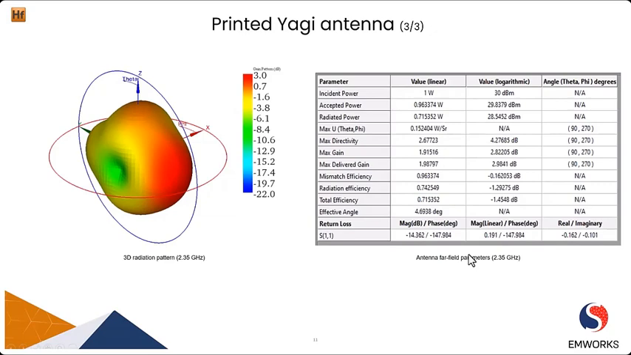Now let's look at some of the antenna far field parameters. In EMWorks, we have what we call the far field parameters table. This table summarizes important far field antenna parameters. For instance, this antenna has a maximum gain of almost 3 dB and a total efficiency of 70% at resonant frequency. On the left, we can see a 3D radiation pattern of the antenna. The antenna has maximum gain along the y-axis, and this is expected for Yagi antennas.